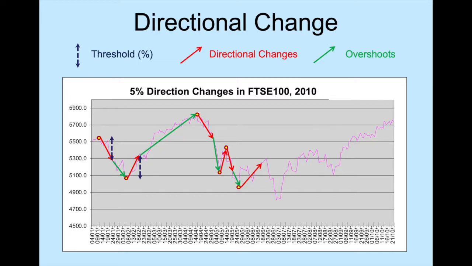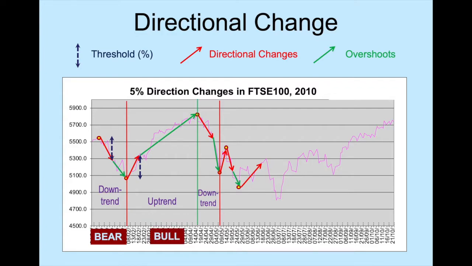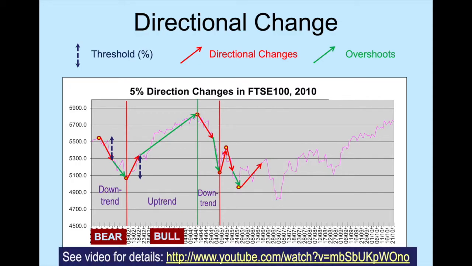Thus, the market is partitioned into alternating downtrends and uptrends. Traders are familiar with downtrends and uptrends. They refer to them as bear and bull markets. Directional change can be seen as a robust definition of bear and bull markets. This is a non-trivial step, as we need robust definitions to support the science that we are about to explain. I have prepared a separate video to explain the details of directional change.